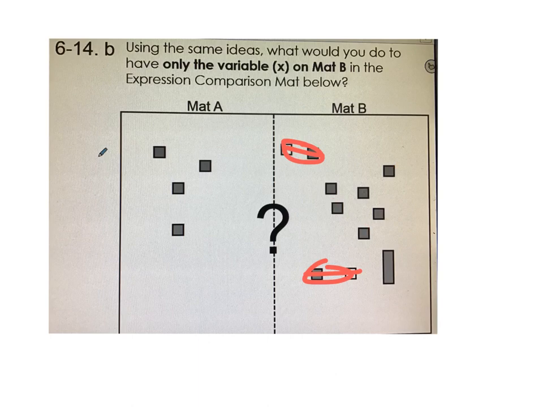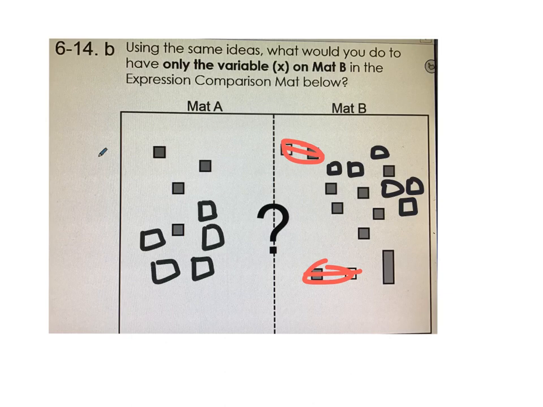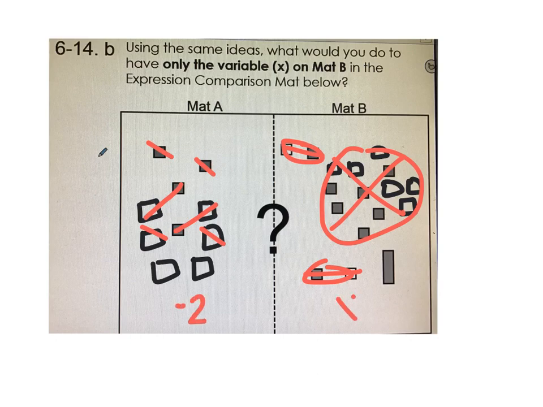So I need to add in 6 negative 1 tiles. 3, 4, 5, 6. Now if I do that to one side, I have to do it to the other as well. 2, 3, 4, 5, 6. You've got to keep it balanced. All right, now what happens is these over here make a 0 pair. Those are all gone. Over here, I think I can make a few 0 pairs too. There's a 0 pair, and then a 0 pair, and maybe one more 0 pair, as long as I did that correctly. So I am left with, on this side, -2, and on this side, an x.